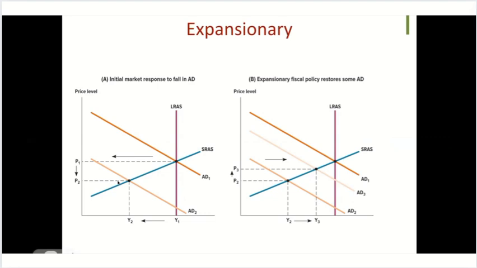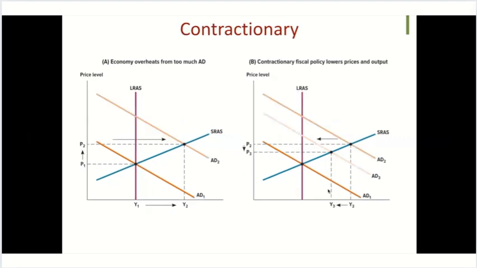The government implements expansionary fiscal policy, which increases the aggregate demand curve, shifts it to the right towards its equilibrium point. And they do this by increasing government spending or decreasing tax, which will end up increasing consumption or increasing investment. And contractionary, it's similar, but the opposite.